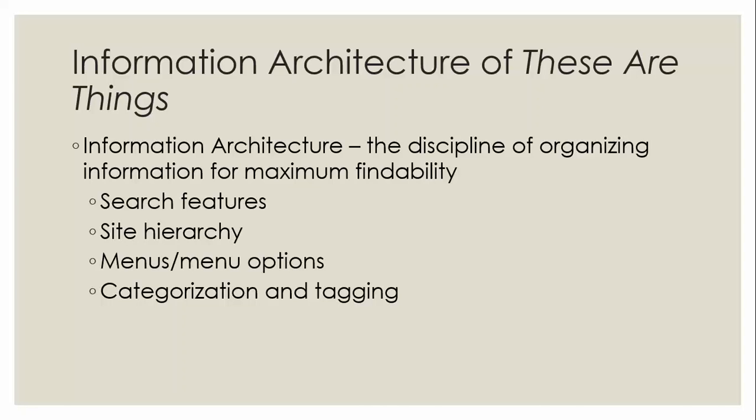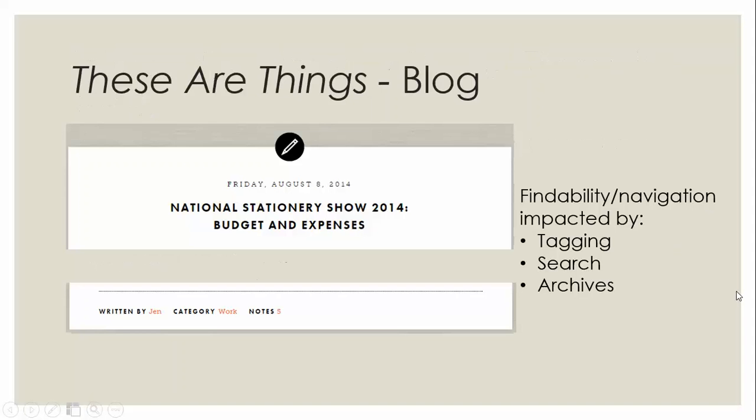site. So this could include things such as the search features on the site, hierarchy, how many levels are in the hierarchy, how broad each level is, menus and menu options, what words are used in the menu, and whether they are descriptive of what actually happens when you click through them, as well as the use of categorization and tagging. So speaking of categorization and tagging, a quick look at the blog for These Are Things.